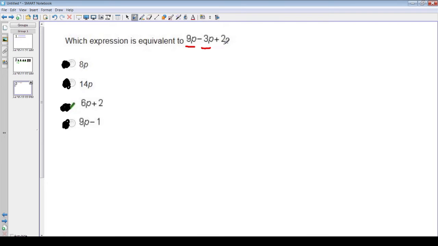I don't have any other numbers that go along with this, so the only things we have that can be combined are the 9p and 3p. So all you have to do is take 9p, subtract 3p, and hopefully you can do that, and we get 6p. And since 2 can't be combined with anything else, it just stays the same.